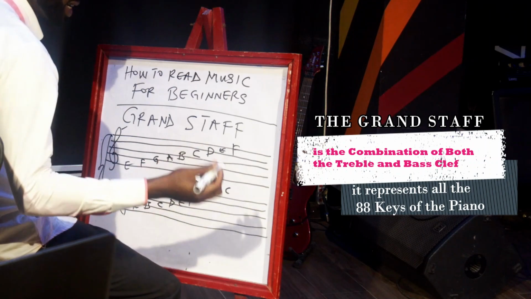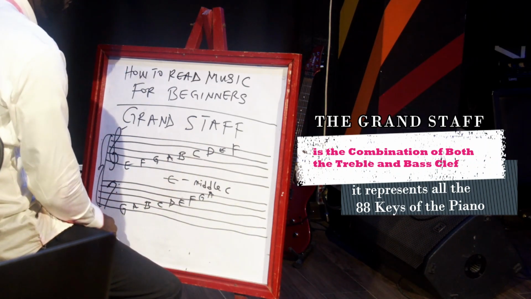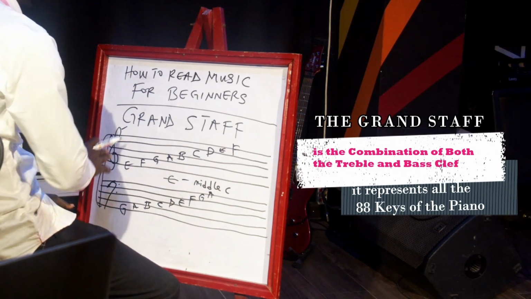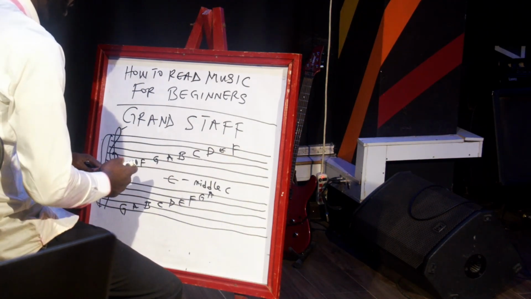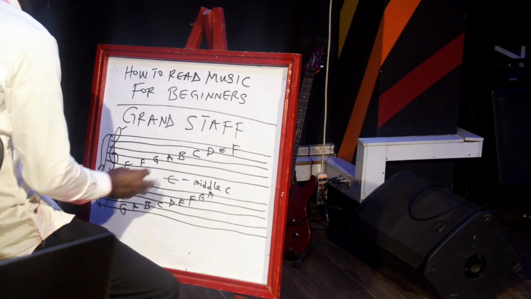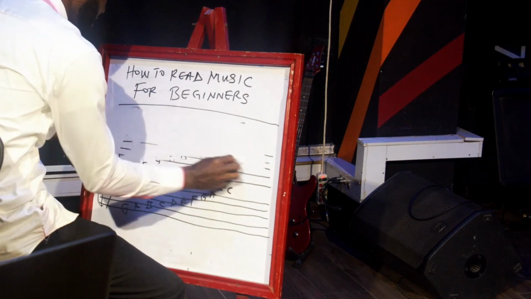The bass clef and treble clef together are called the grand staff. While playing the piano, you will use the bass clef for your left hand notation, while you use the treble clef for your right hand notation. I hope you get that. As time goes on, you will understand if you just dive into this. So let's dive into the treble clef itself.